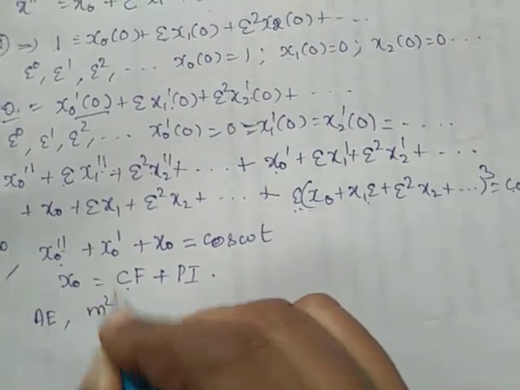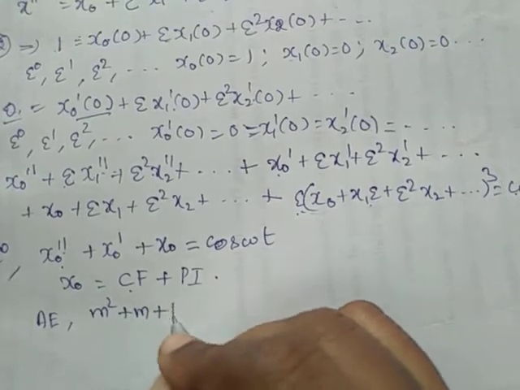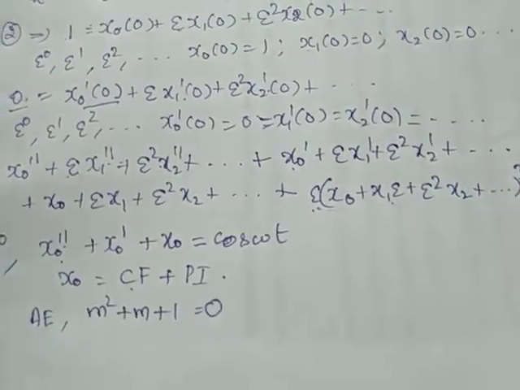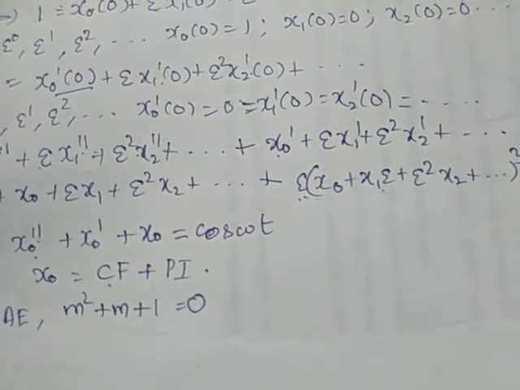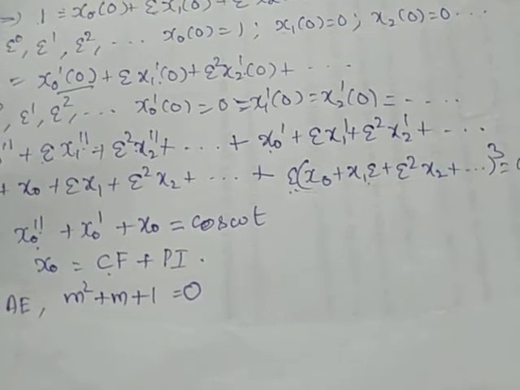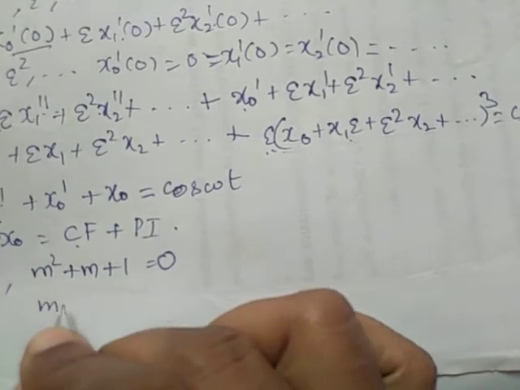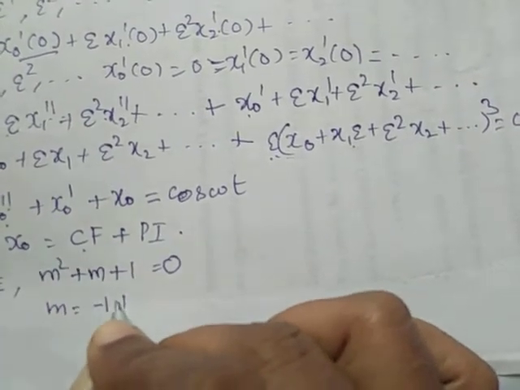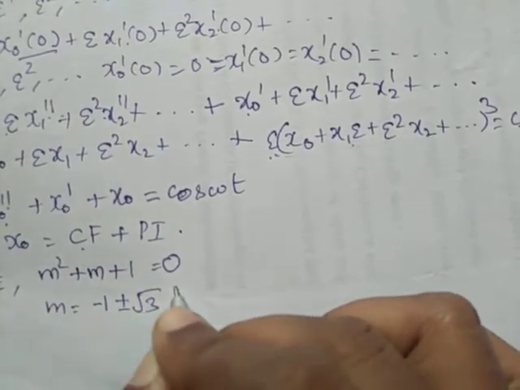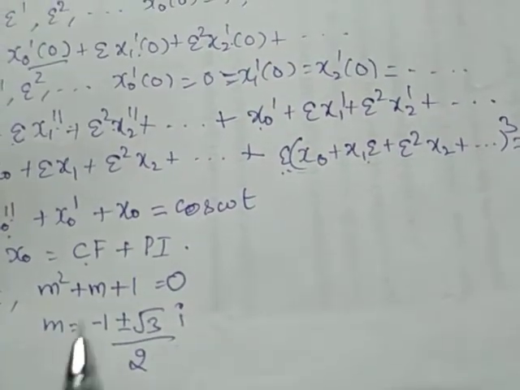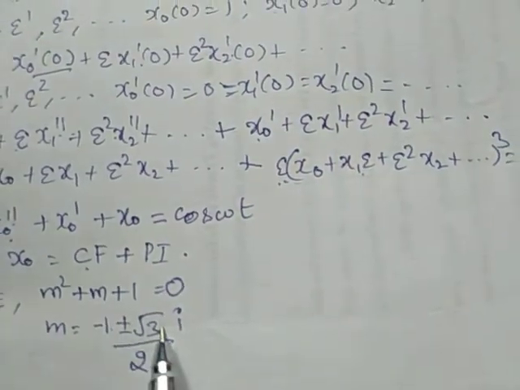m square plus m plus 1 equal to 0. If we find the roots of this equation, they are not real roots, they will be complex roots. So we will get roots as (-1 plus or minus root 3i) by 2. It is having both real and imaginary parts.